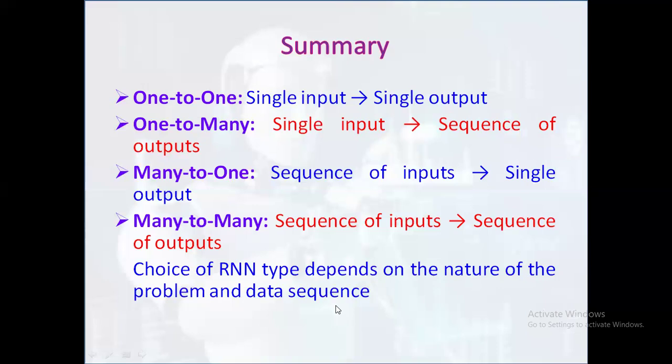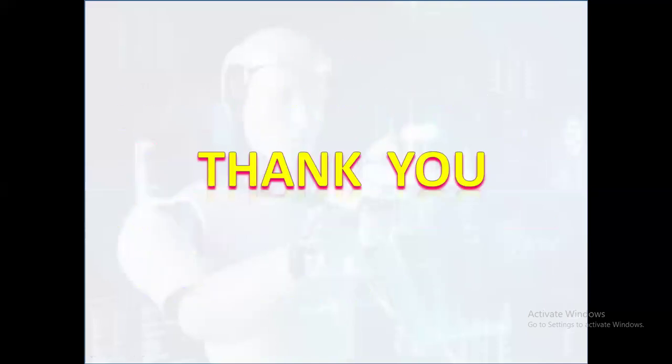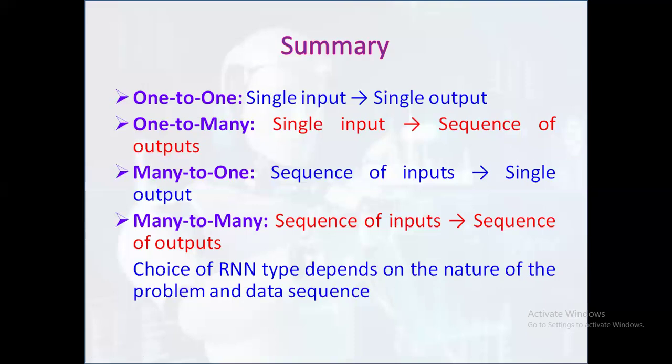That means based on the application only we are going to select it. Selecting the appropriate RNN architecture depends on whether the task involves single or multiple inputs and outputs over time. So finally, based on the application only we are going to select whether the RNN structure would be one-to-one, one-to-many, many-to-one, or many-to-many.